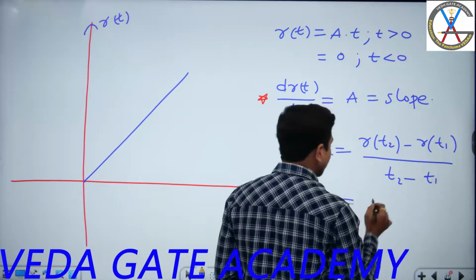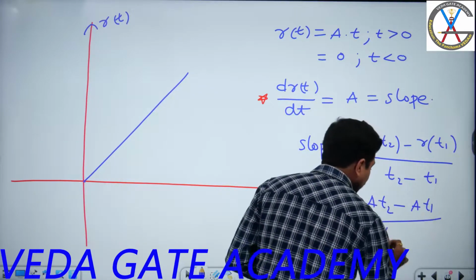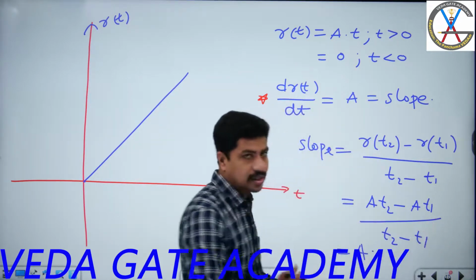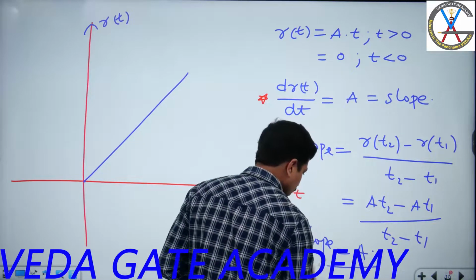Now, what is r of t2? a t2. What is r of t1? a t1, by t2 minus t1. If you simplify this, you are going to get a. Then how much is the slope? Slope is equal to a.